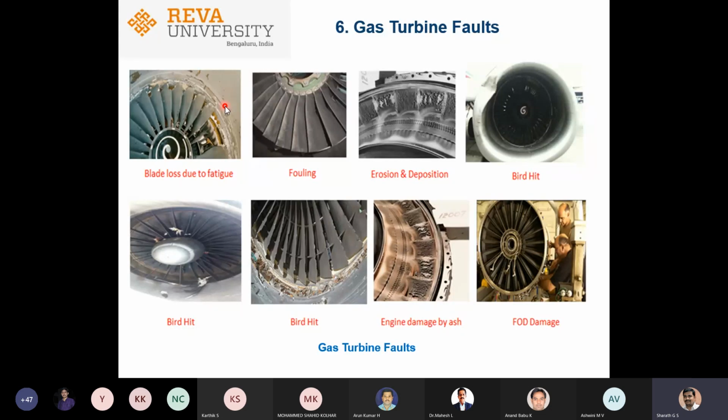We all understand the creep. It is the plastic deformation of a material when the material is subjected to high temperatures and high stresses over a period of time. So we may have creep in such kinds of problems. And this fatigue has to be monitored, and it can be monitored using vibration monitoring systems, using transducers and accelerometers which are connected to the engine.